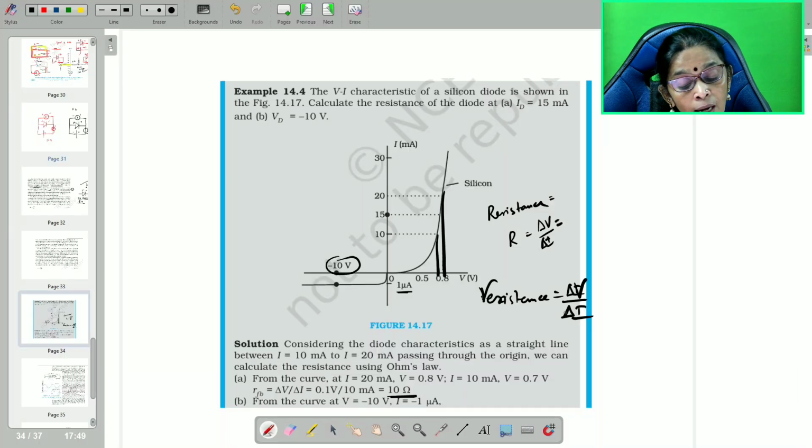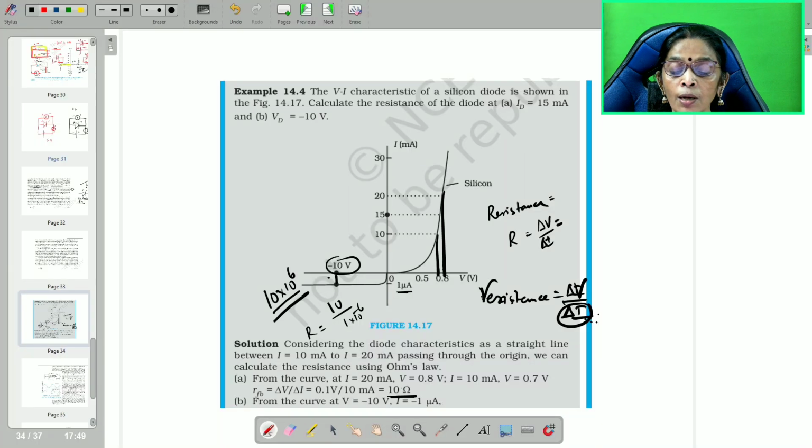Change in the current is equal to 0, so 1 by 0 gives infinite resistance. Or typically, at 10 volts, 1 microamp, resistance R is equal to V by I, 10 by 1 into 10 power minus 6. So therefore 10 into 10 power 6 ohms. It is a huge resistance when you compare with the 10 ohms. You can even say that it is infinite resistance.